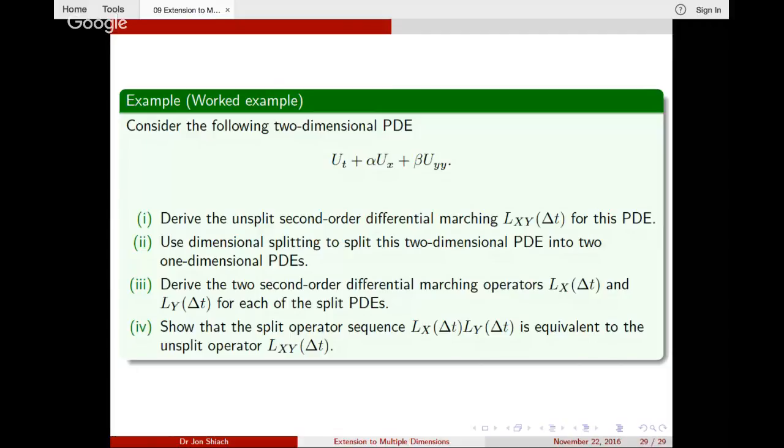Okay, and then there's the x derivative. Okay, so that's your delta t. You need delta double t now.